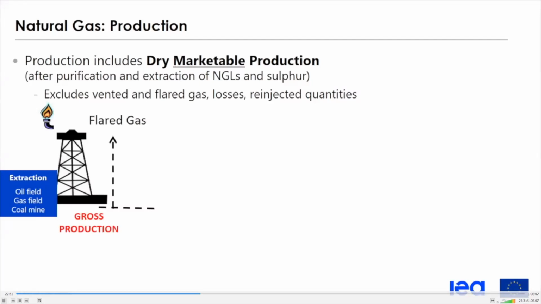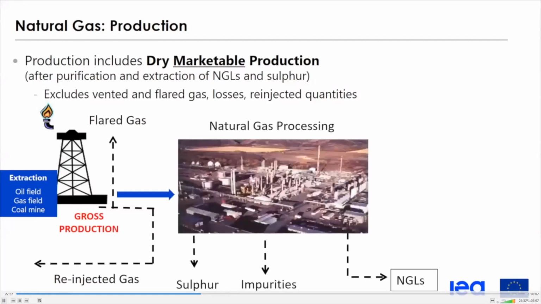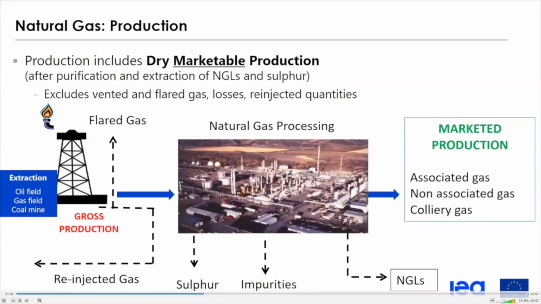Of this gross production, part of it will be flared, as I told you, or re-injected, and then the rest goes through the natural gas processing, in which we extract the impurities, so sulfur and other elements, and also natural gas liquids, NGLs, that will be found later in our oil statistics. Please refer to the previous part. And out of this processing, we will have the marketed production of associated gas, non-associated gas, and colliery gas, and this is the reported quantity on which we focus later on in our statistics.